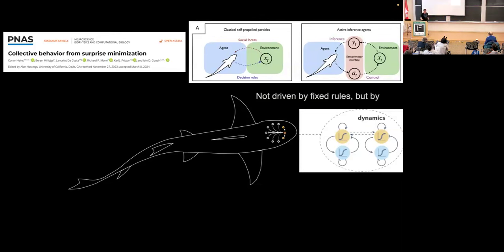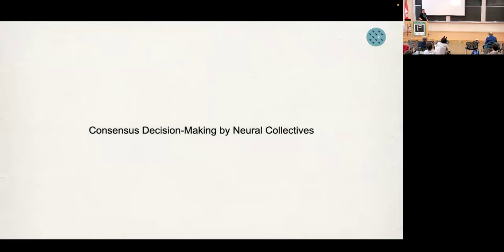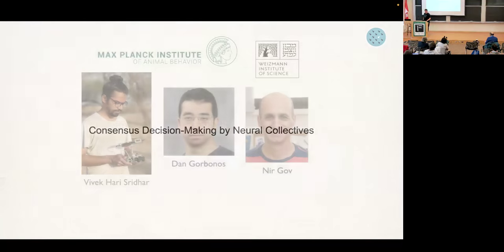But I don't have time to go into that particular framework, but I did think it's worth mentioning as a potentially very useful framework. What I will talk about today is now consensus decision-making among neuronal collectives and how this leads to decisions that animals make on the move.